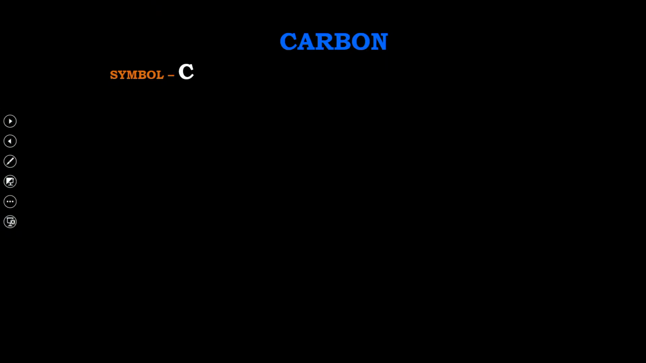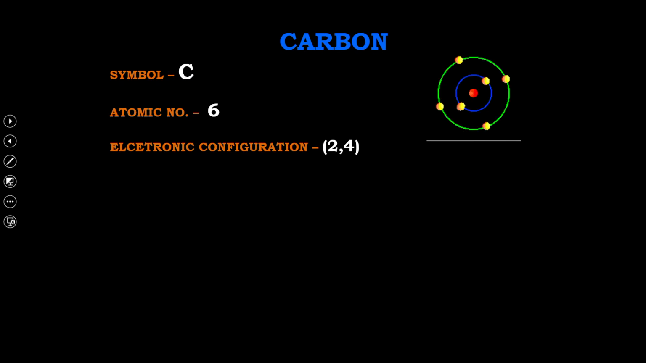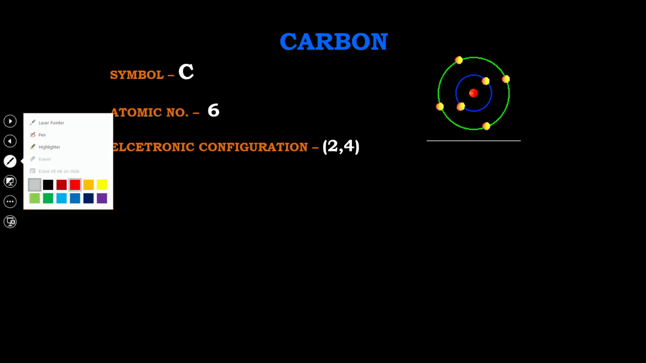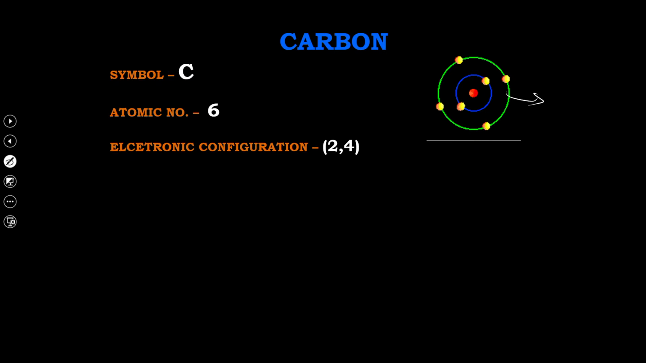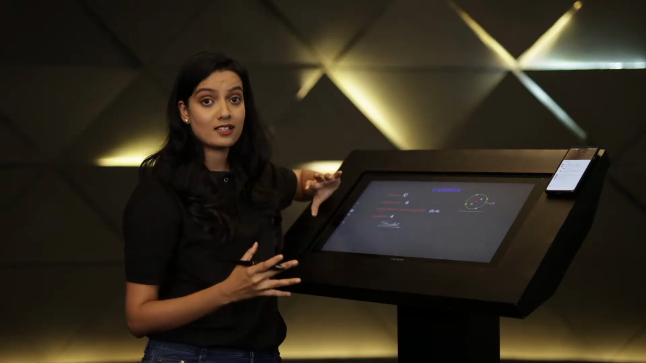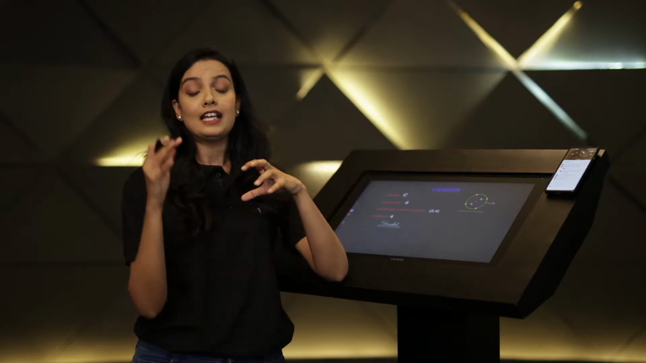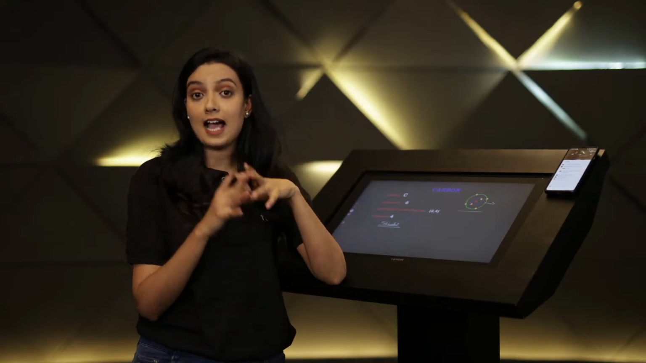So carbon belongs to the 14th group in the periodic table. Its symbol is C, with atomic number 6 and electronic configuration 2, 4. That means 2 electrons are present in the innermost shell and 4 electrons in the outermost shell. It exhibits a valency of 4, which is why it is also known as tetravalent. This is the most important property of carbon, that it possesses tetravalency. That means it can combine with 4 different monovalent atoms at one time.